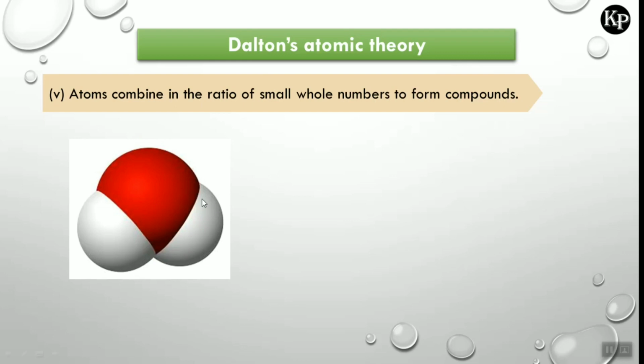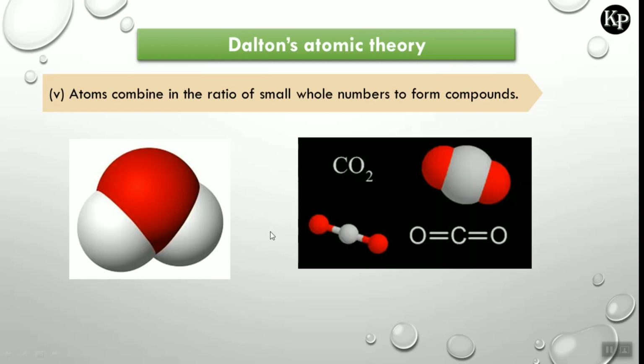You can see here, this is the example of a water molecule. In any compound, atoms combine in whole numbers, meaning 2 atoms of hydrogen and 1 atom of oxygen. So the number of atoms is always a whole number. There is no half atom or 1/4 atom in any compound. This is applicable for every compound. You can see here in carbon dioxide, 1 carbon and 2 oxygen atoms are there.